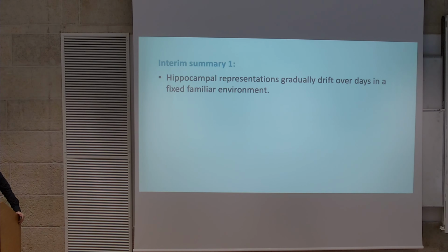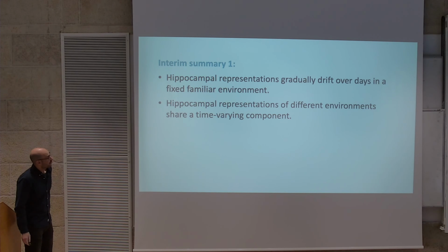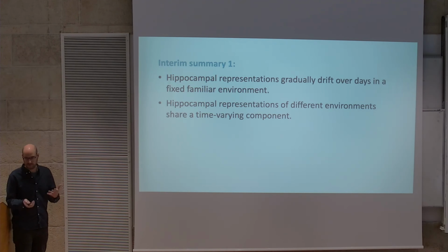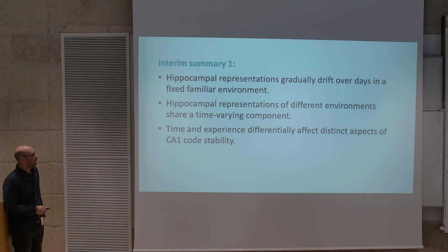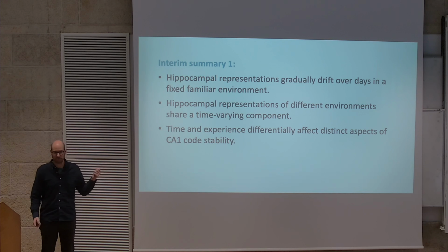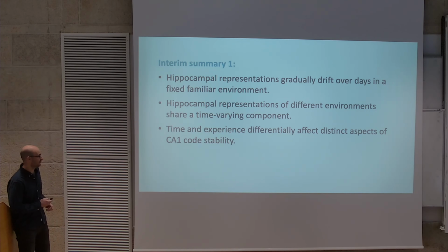Okay. So I showed you hippocampal representations gradually drift over days in a fixed familiar environment. The representations of different environments share time-varying components. That's the change in activity rates, maybe changes in excitability of the cells. Time and experience differentially affect distinct aspects of CA1 code stability, and I think this is interesting because it may hint at different biological mechanisms that drive or restrict it.